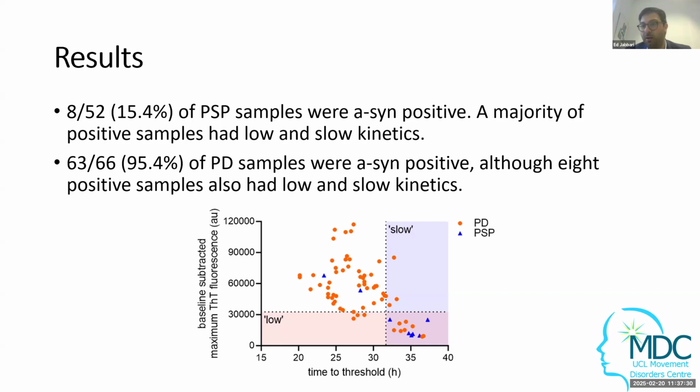So we're back to square one, where we're not effectively distinguishing Parkinson's from PSP. And this really highlights the need for a 4-repeat tau equivalent SAA.